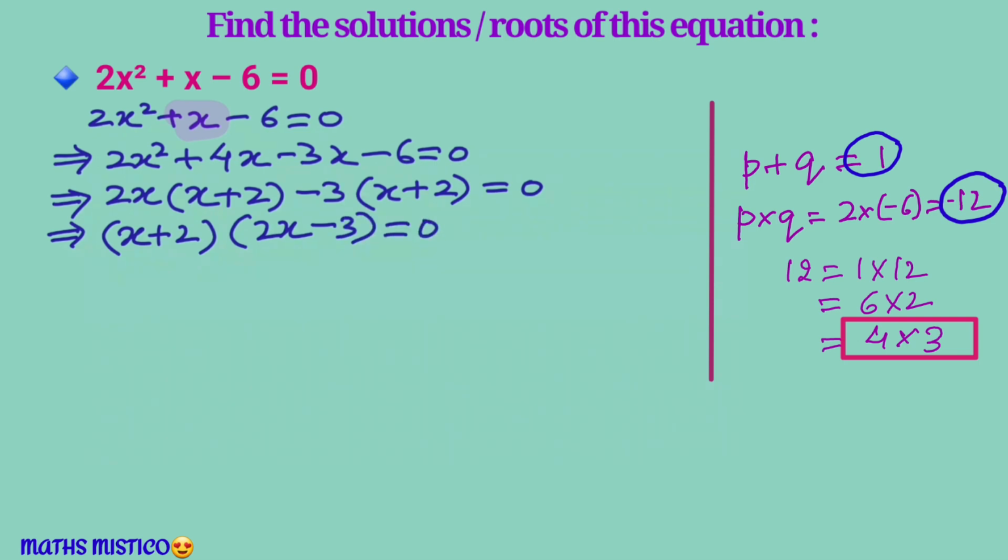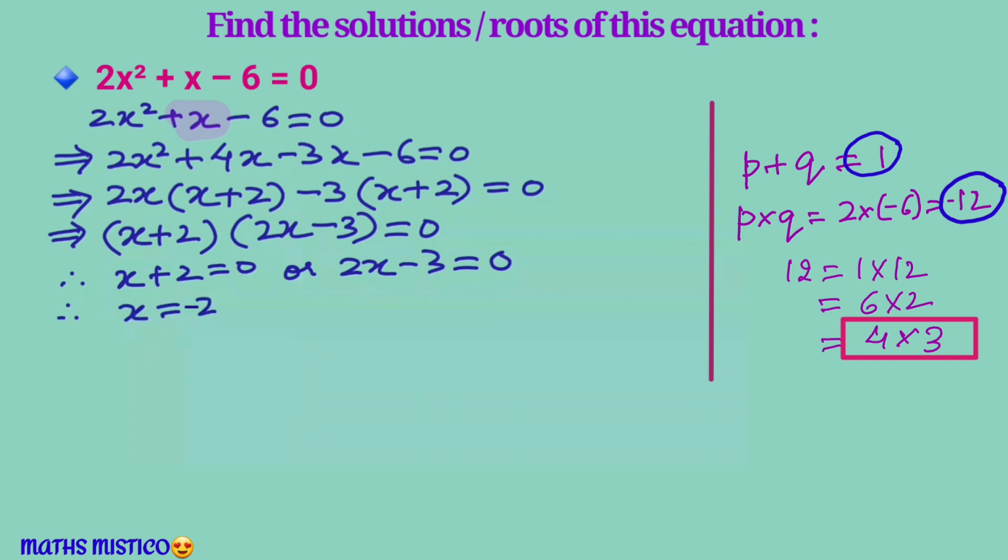Now this expression is a product of two factors and product can be 0 only if at least one of them is 0. This means either x plus 2 is 0 or 2x minus 3 is equal to 0. Simplifying them, we get two values of x and these are the roots of this given equation.